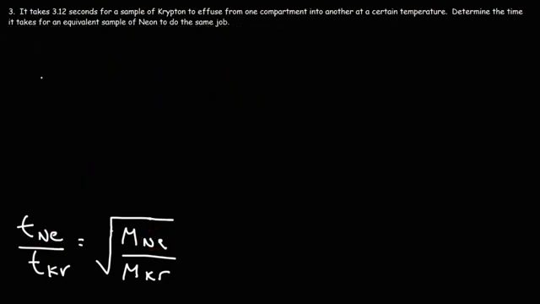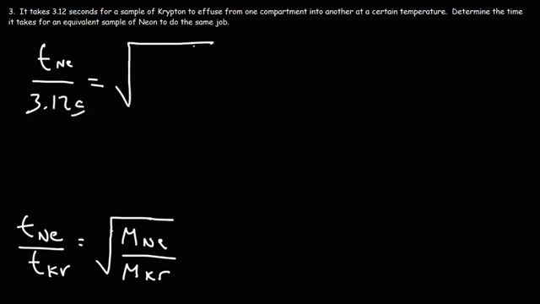So let's plug in some numbers. The time it takes for neon to do the job, that's what we're looking for. We know the time it takes for krypton to get it done. It's 3.12 seconds. Now, the molar mass of neon using the periodic table, if you look it up, it's 20.18. And the molar mass of krypton is 83.8. Now, what I'm going to do is I'm going to multiply both sides by 3.12 seconds.